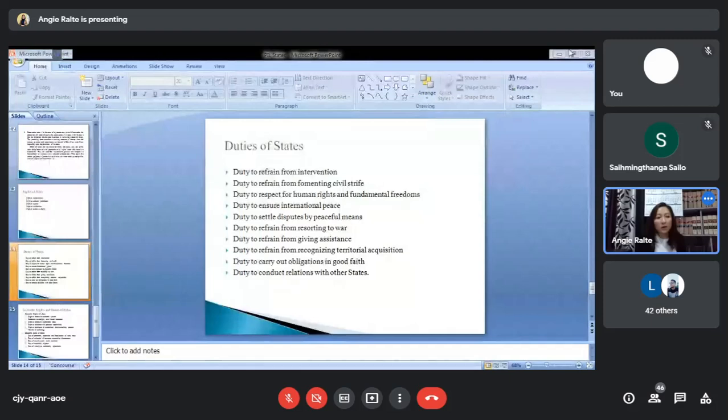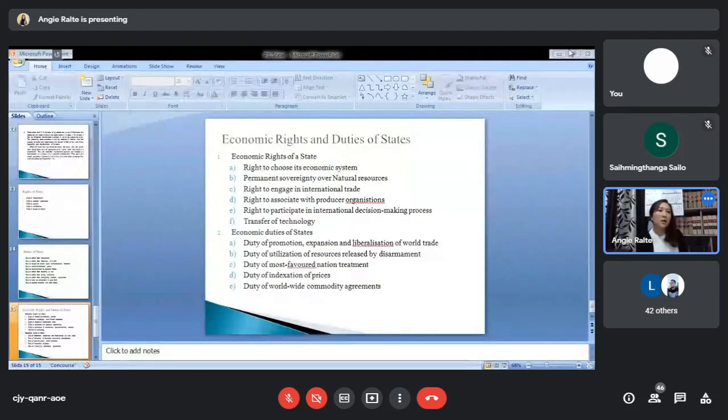Rights and duties in the economic system: the economic right of a state over its natural resources, international trade, and the duties of promotion, expansion and liberalization of world trade.